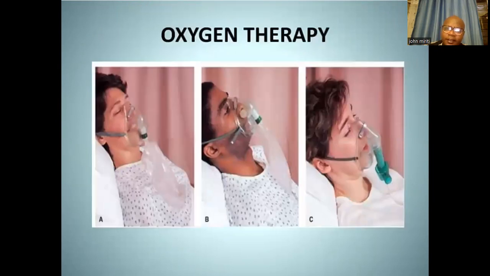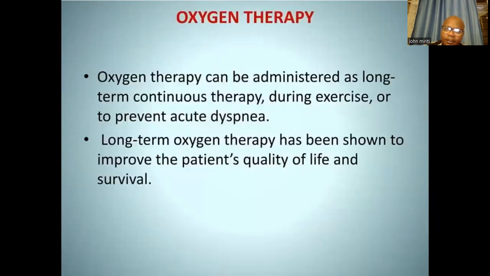Then there is oxygen therapy. People are nebulized using a nasal mask. Oxygen therapy is also very important in this type of patient. Sometimes the patient may require long-term oxygen therapy, and at this point the family is recommended to have a rehabilitation method at home so that the patient can be able to use oxygen at home.